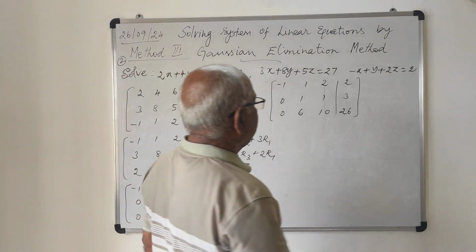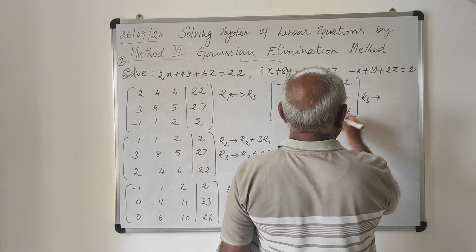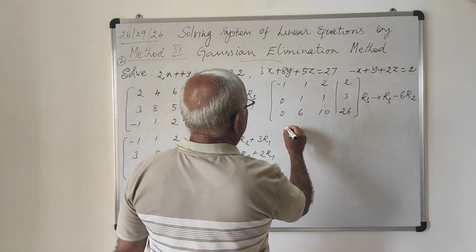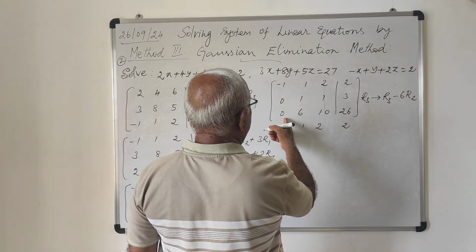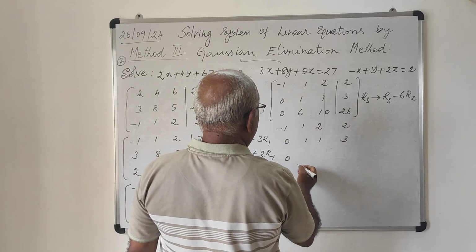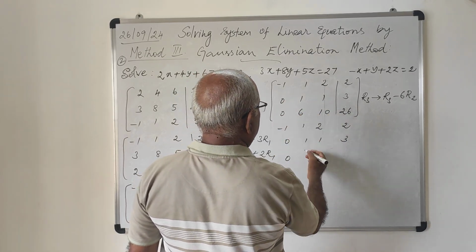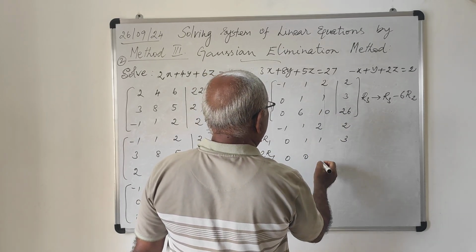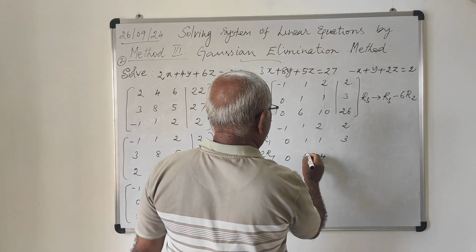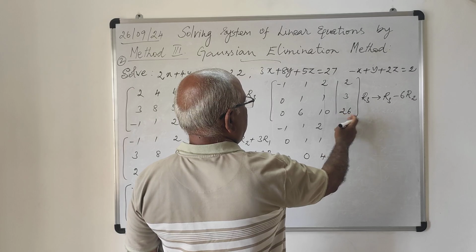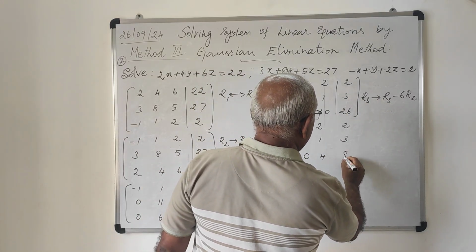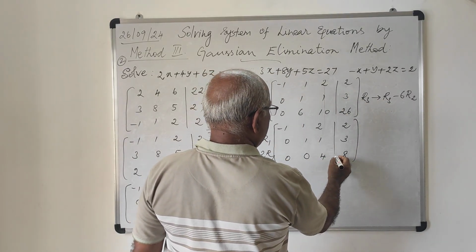Okay, here R3 is R3 minus 6R2. If you multiply R2 by 6, 6 minus 6 is 0. Therefore, minus 1, 1, 2, 2. Second row 0, 1, 1, 3. Then 0 minus 0, 0. 6 minus 6, R3, 6 times of 1 is 6 minus 6, 0. 10 minus 6 is 4, and 26 minus 6 times 3, 6 3s are 18, 26 minus 18, 8. That's all about that augmented matrix.